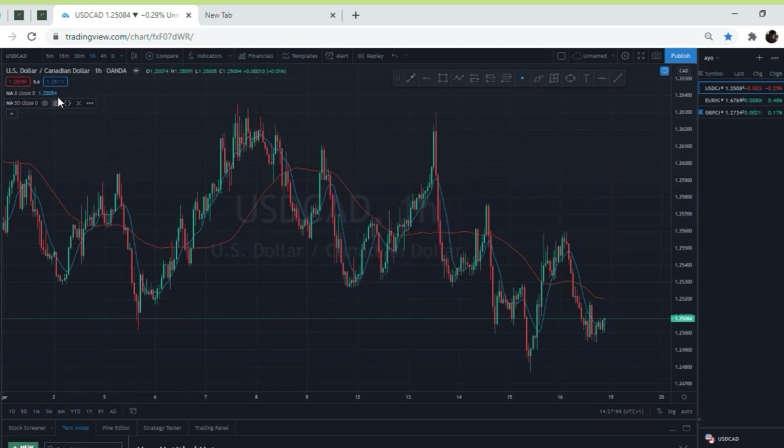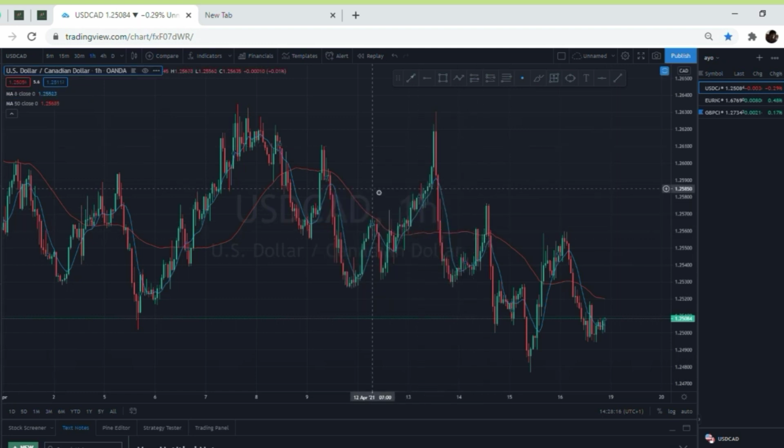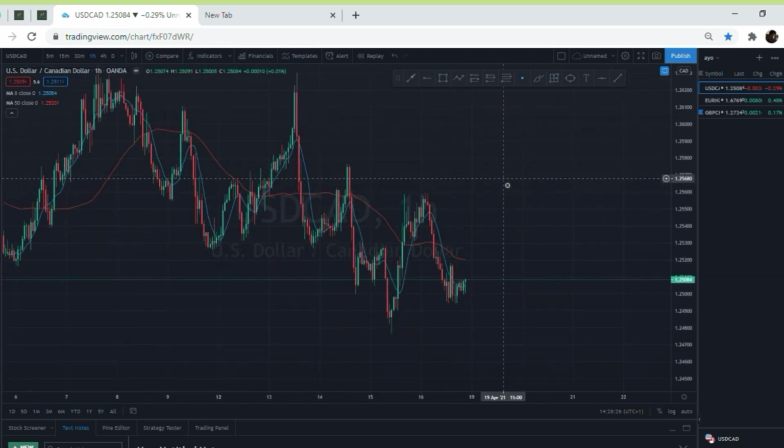Then you come to this other one, go to inputs, set the length to 8, then go to style and set this one to a bullish color, maybe blue. I use blue and red. The time frame we are going to be using on this strategy is 15 minutes.